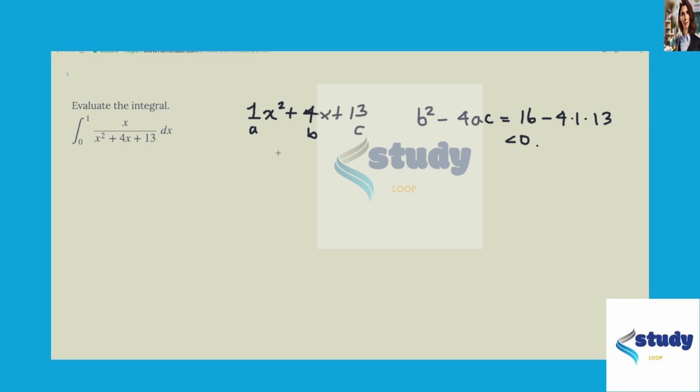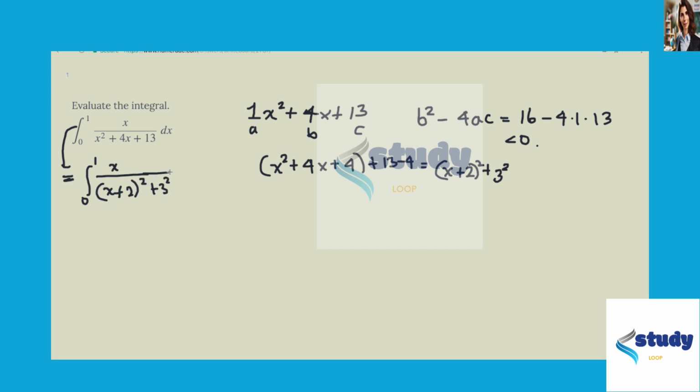So let's go ahead and try to take that denominator and complete the square. So we have 4x, half of 4 is 2. You square that, you get 4. And then 13 minus 4. So we can write the denominator as x plus 2 squared plus 9, or just 3 squared. So coming back over here, x plus 2 squared plus 3 squared, excuse me. There we go, and then dx.